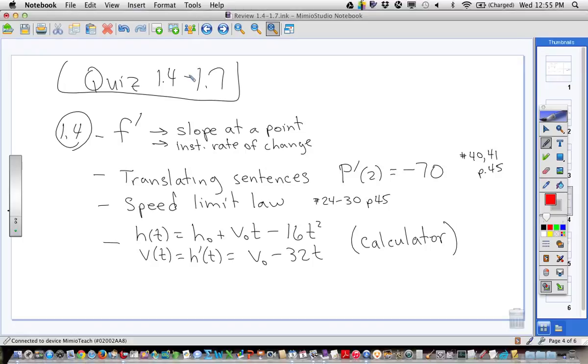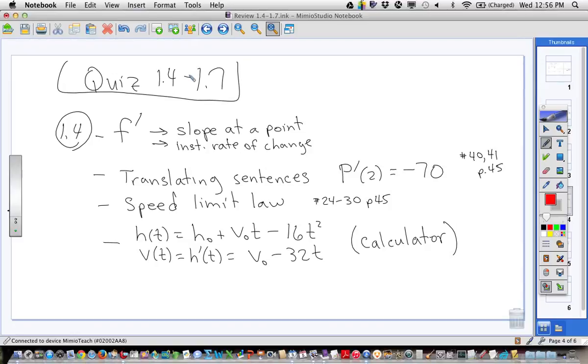Okay, so let's talk about section 1.4. Section 1.4 is where we were introduced to the concept of derivative and f prime. We said that that was slope at a point, that was instantaneous rate of change. And we started out talking about some issues like speed, velocity, and so forth. And one of the first things we did was the car going east of Bismarck. And we talked about translating some sentences.